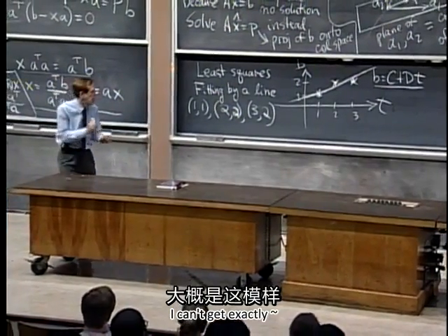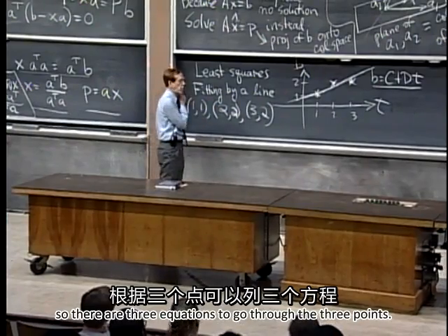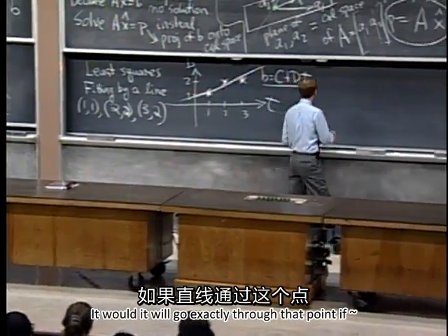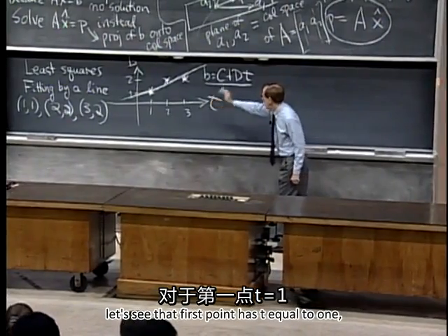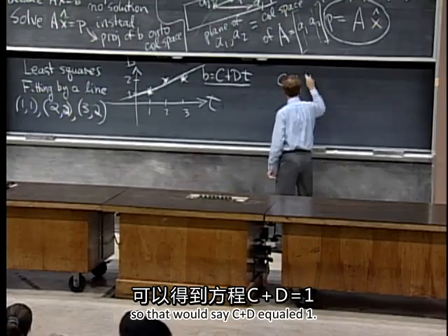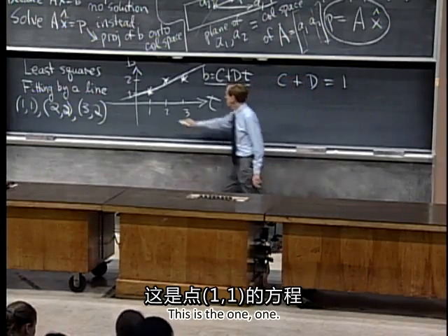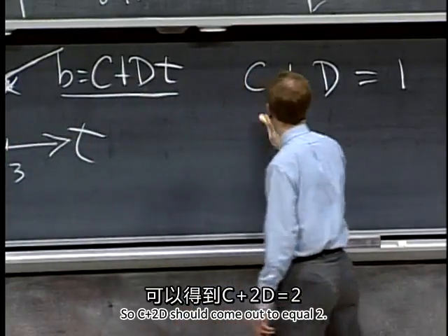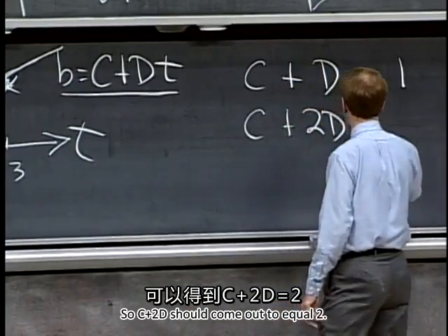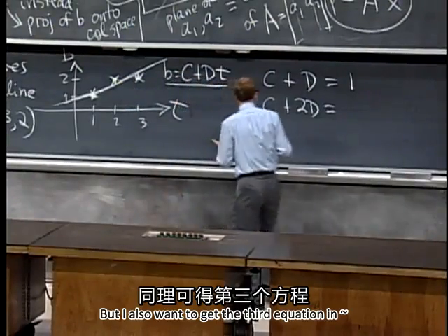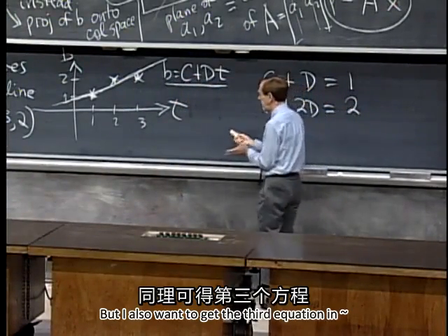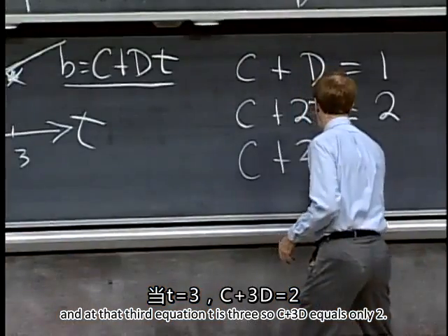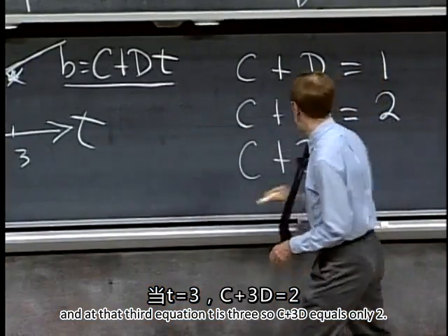I can't get exactly there, so there are 3 equations to go through the 3 points. It will go exactly through the first point if, let's see, that first point has t equal to 1, so that would say C plus D equals 1. This is the 1, 1. The second point, t is 2, so C plus 2D should come out to equal 2. But I also want to get the third equation in. At that third equation, t is 3, so C plus 3D equals only 2.